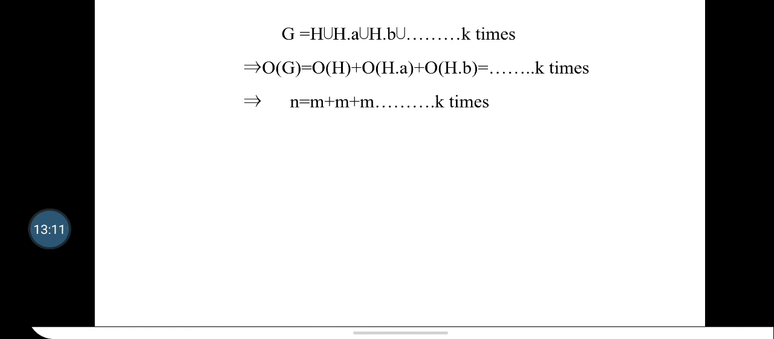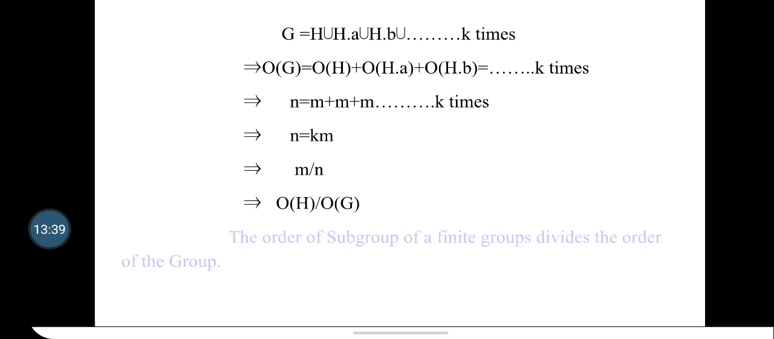That implies N is equal to, if you take M plus M, we get 2M. M plus M three times, you get 3M. Similarly, if you take K times, you will get KM. N is equal to KM means M divides N. What is M here? M is the order of the subgroup, and N is the order of the group. That means order of H divides order of G. So the order of a subgroup of a finite group divides the order of the group, which completes the proof of the theorem. Thank you.